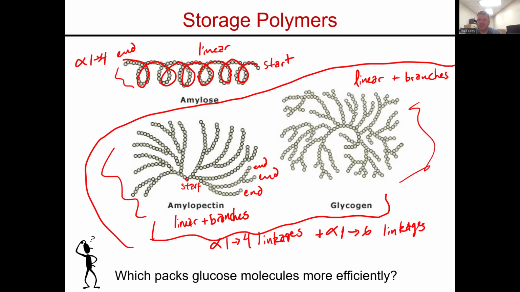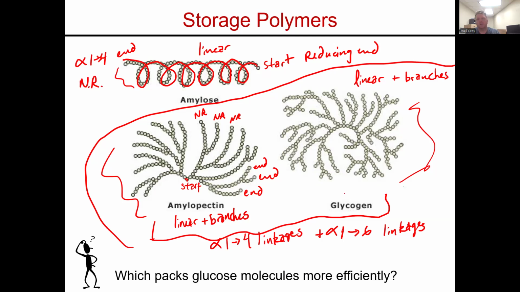So at these start points, we have a reducing end. Amylose has one reducing end and one non-reducing end. I'm going to label it NR, or non-reducing end. Each end on amylopectin is a non-reducing end. That's a non-reducing end. Non-reducing end.